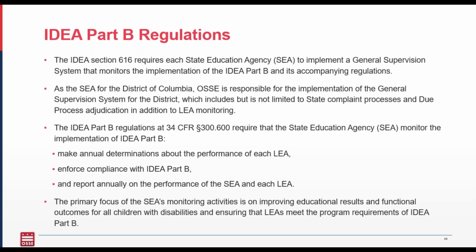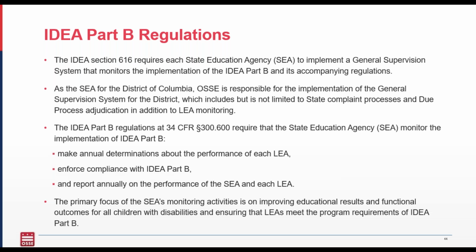So next slide, please. Under IDEA, each state education agency is required to implement what's called a general supervision system that monitors the implementation of IDEA Part B and any accompanying regulations. So as OSSE is the state agency for DC, we are responsible for oversight requirements. There are 3 overarching monitoring activities or requirements that OSSE is responsible for. They include making annual determinations about the performance of each LEA's implementation of IDEA. You can think about annual determinations kind of like an LEA's annual report card around special education.